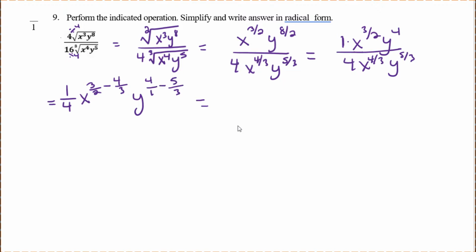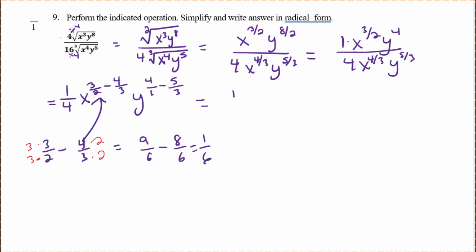So we need to combine those fractions. So we need a common denominator. So let me just do this on the side. We need a common denominator of 6. So I need to times this by 3 and times that by 3. I need a common denominator of 6, so I need to times that by 2, times that by 2. So that gives me 9/6 minus 8/6, which is 1/6.